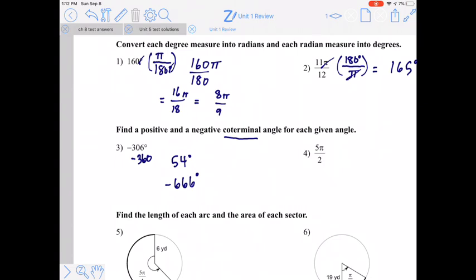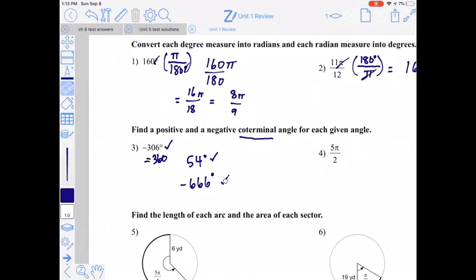So the thing to keep in mind here, coterminal, if I graphed negative 306 degrees, 54 degrees, or negative 666 degrees, it's the exact same angle. It just depends on how many times around the circle you're going, whether you're going counterclockwise for the positive direction or clockwise for the negative direction. But all three of those are the same angle, or measure the same angle.